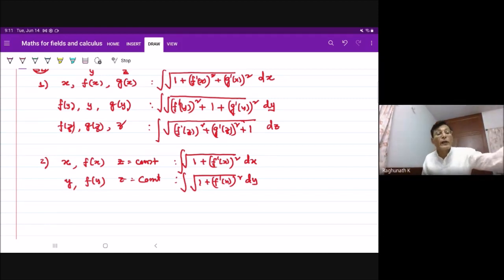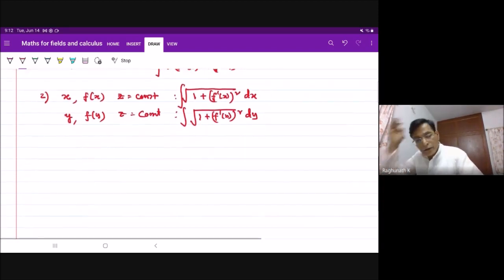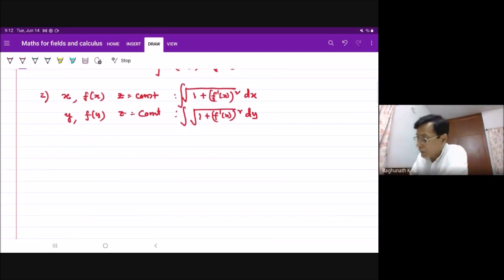In x is equal to constant plane, we can define. Y is equal to constant plane, we can define. Z is equal to constant plane, we can define. Right? So in a similar way, we can talk about the cylindrical coordinates also. Okay. Next.